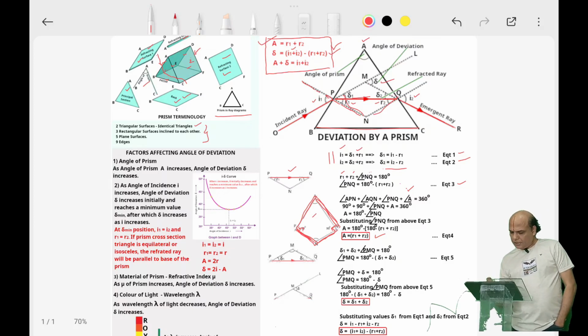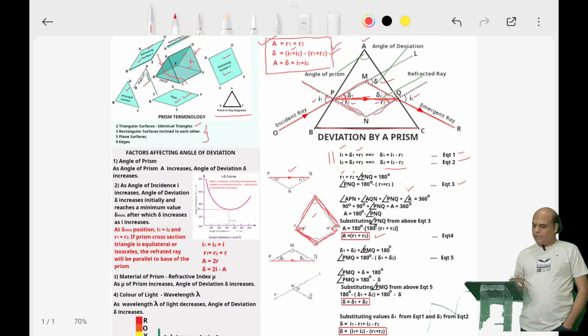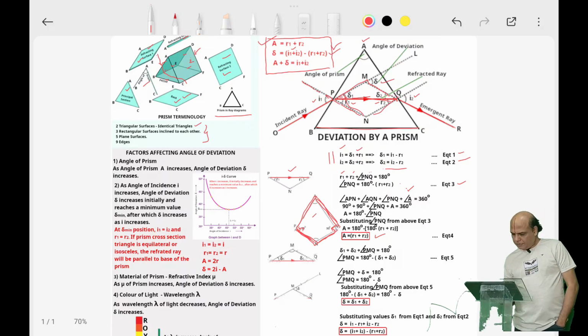Next, consider the triangle PMQ, that is the top triangle, and I have projected it here. The same thing, the sum of three angles in a triangle is 180. So here delta 1 plus delta 2 plus angle PMQ should be 180. So angle PMQ, we get it as 180 degrees minus of delta 1 plus delta 2. Let us call this equation 5 and this equation 4.